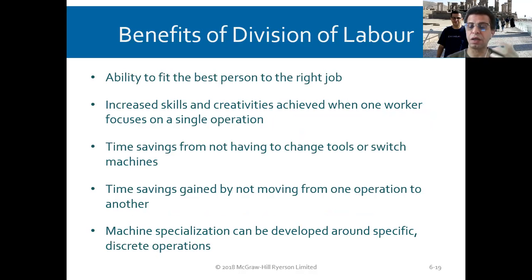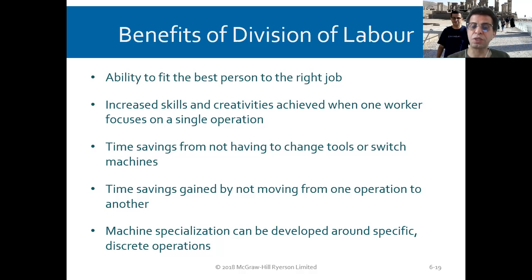So you need a very strong man to carry things around, but you need a very knowledgeable person to put these things in the house. That's one example. It also increases the skill and creativity achieved when one worker focuses on one single operation. When you're focusing on one thing, it's very easy for you to become creative in finding the best way and the fastest way to produce.